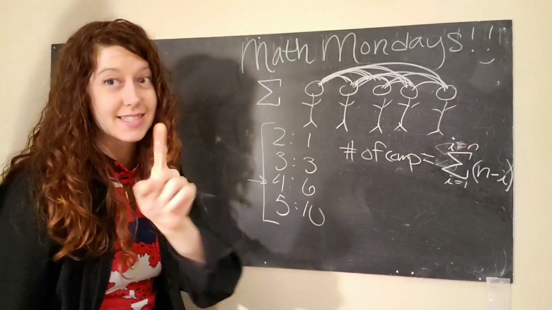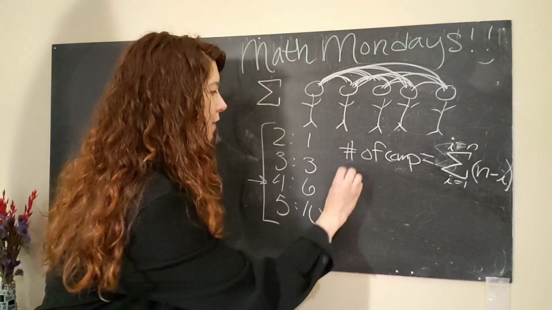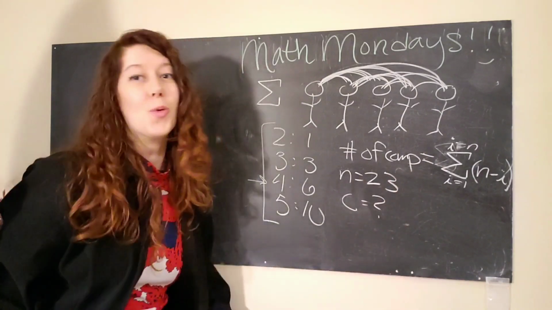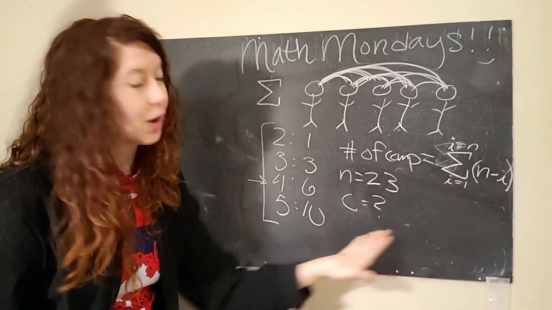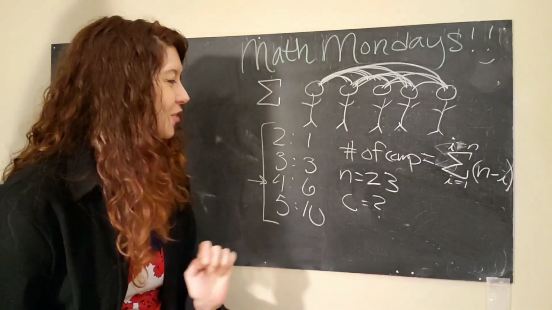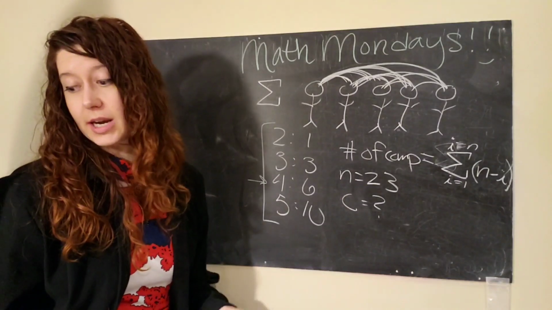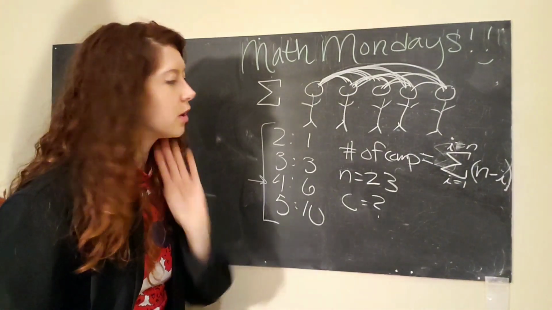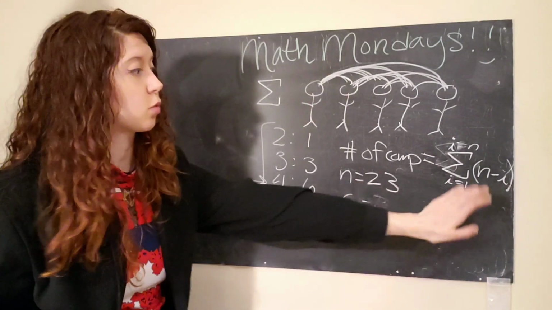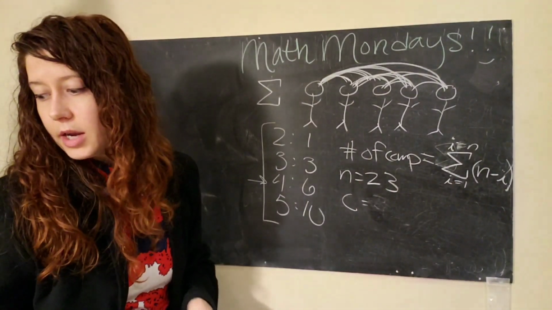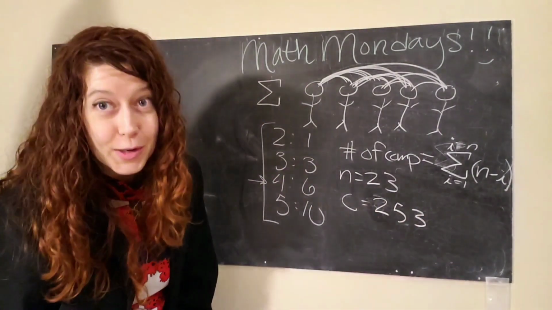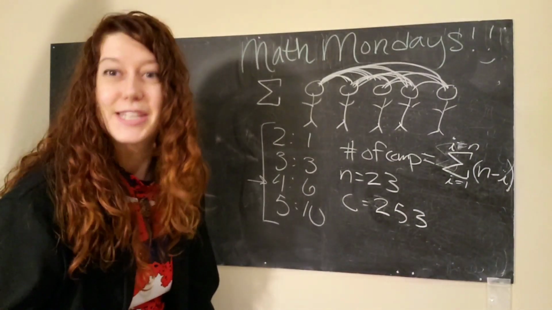So now I can say, check this out. So what if n equals 23? What is c? Well, it would take you a long time to write that out, and I want to make sure that we get to the other part of this video. So double check this, break out your calculator. But what I got was that when you have n equals 23 and you plug it into this equation, you get 253 comparisons. What? That is wild.